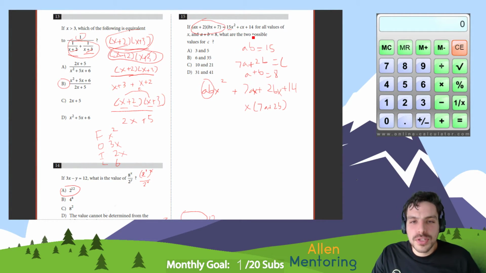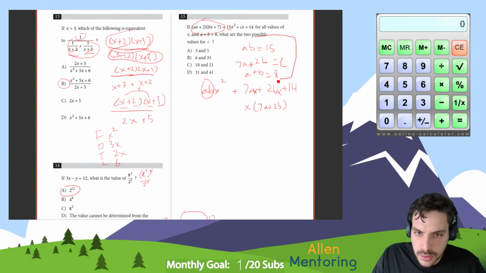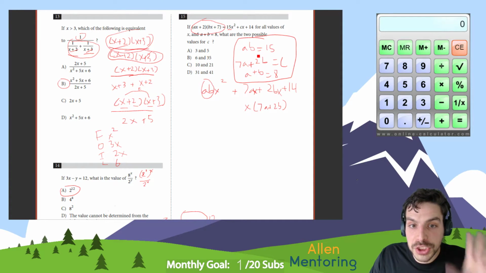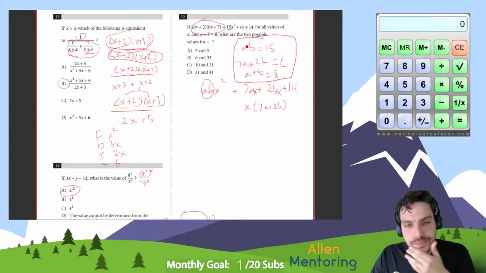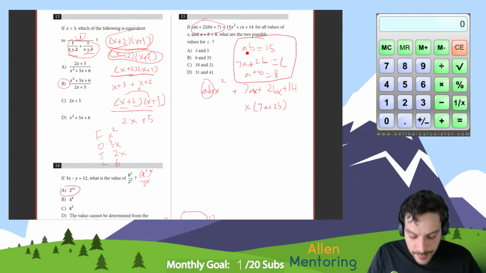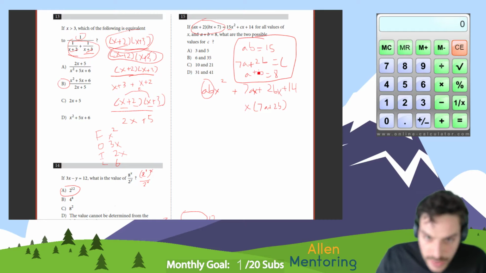So how do we take care of these three pieces of information? This is the gold here. We have 3 equations and 3 variables. We should be able to solve this. If you have the same number of equations as you do variables, you should be able to solve for every single variable. So let's be smart with it. What are we going to do? Well, here, let's take a plus b is equal to 8.